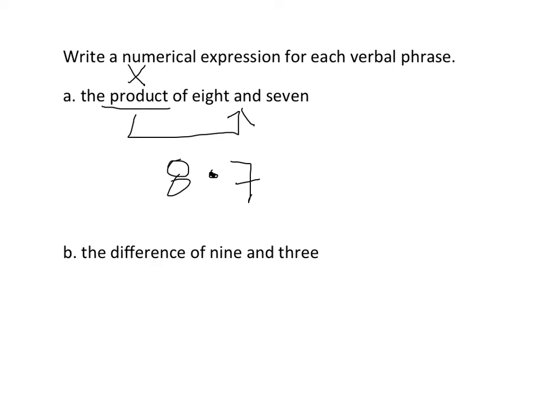B is another verbal sentence, the difference of 9 and 3. Difference is one of those words where we're also looking for the word and. And tells us where to put the operation. In this case, difference means to subtract. So I'll take 9, and where the and is, I'll put the subtraction sign, 3.